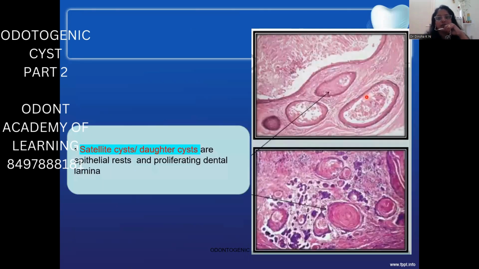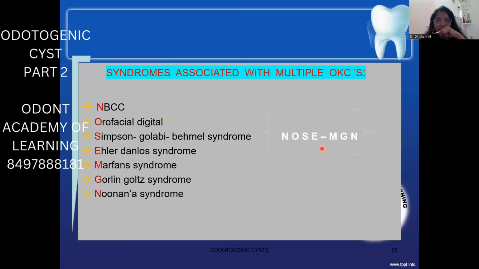And under the capsule of the cyst, it shows the presence of numerous satellite or daughter cysts. These are the epithelial rests and proliferating dental lamina. So you can see multiple satellite cysts in the capsule.